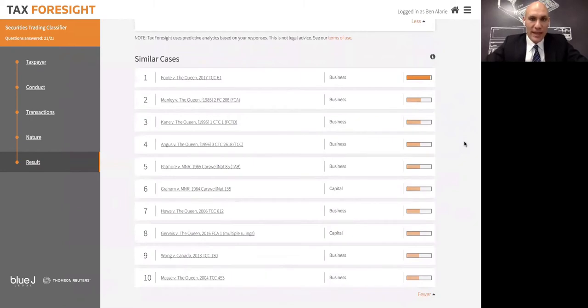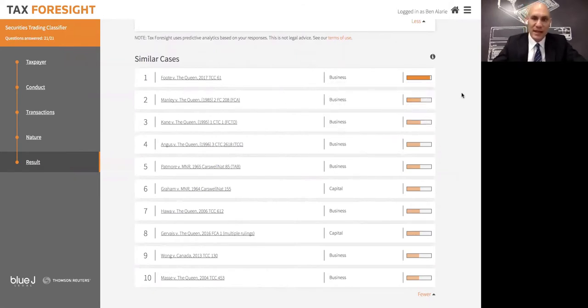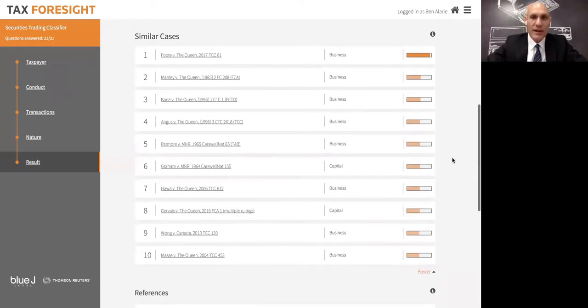Here we see the most similar cases decided by the courts, and this is based on the factual fingerprint of the case. No surprise here, Foote comes up as the number one result. If we hover over the bar here, it tells us all the things that are similar about the Foote case. This is essentially the Foote case. So the system's saying this case is a lot like Foote, and in fact, it is. And there aren't that many cases that are very similar to Foote. So it's really picking up on the similarity there.